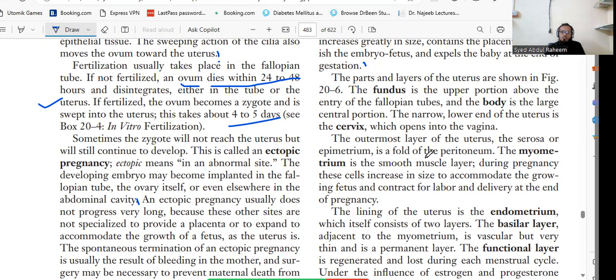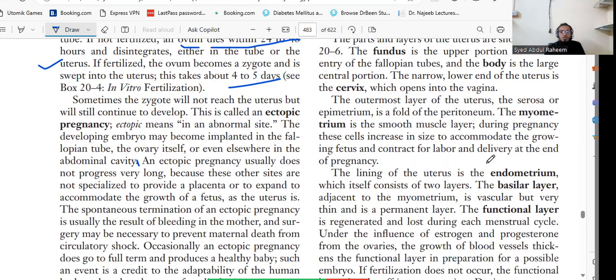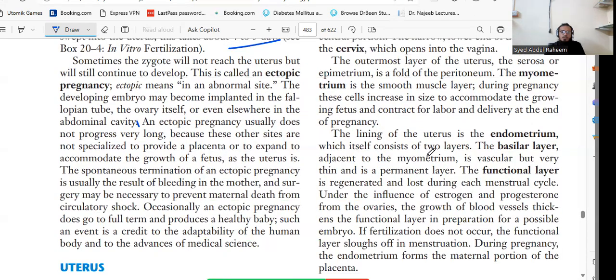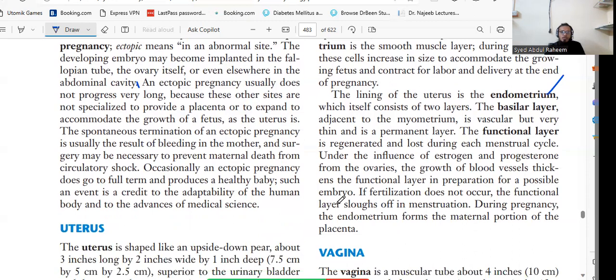The myometrium is the smooth muscle layer. During pregnancy, these cells increase in size to accommodate the growing fetus and contract for labor and delivery at the end of pregnancy. The lining of the uterus is the endometrium, which consists of two layers, the basilar layer and the functional layer. If fertilization does not occur, the functional layer is lost in menstruation. During pregnancy, the endometrium forms the maternal portion of the placenta.